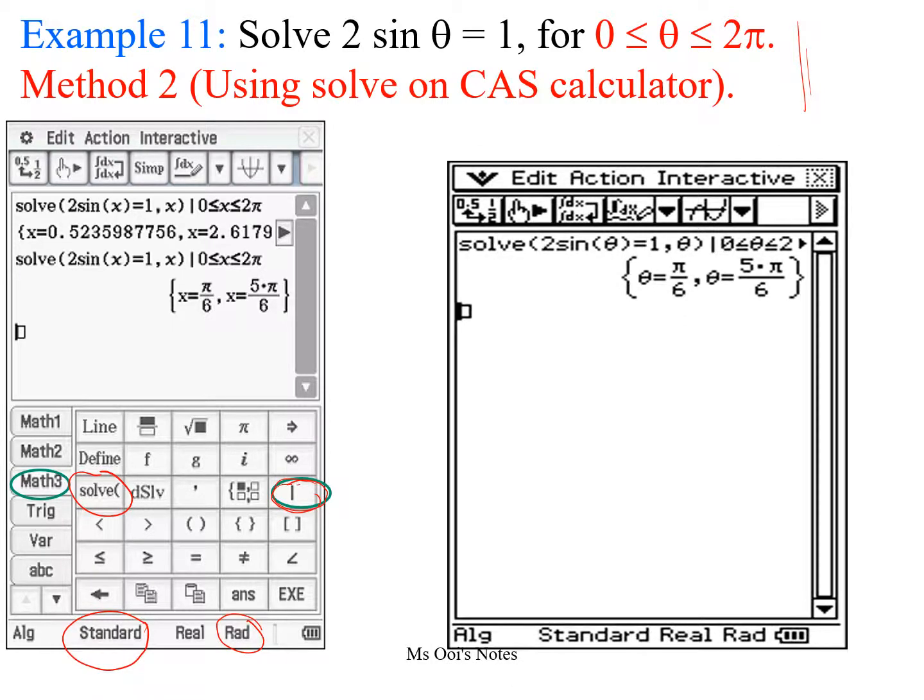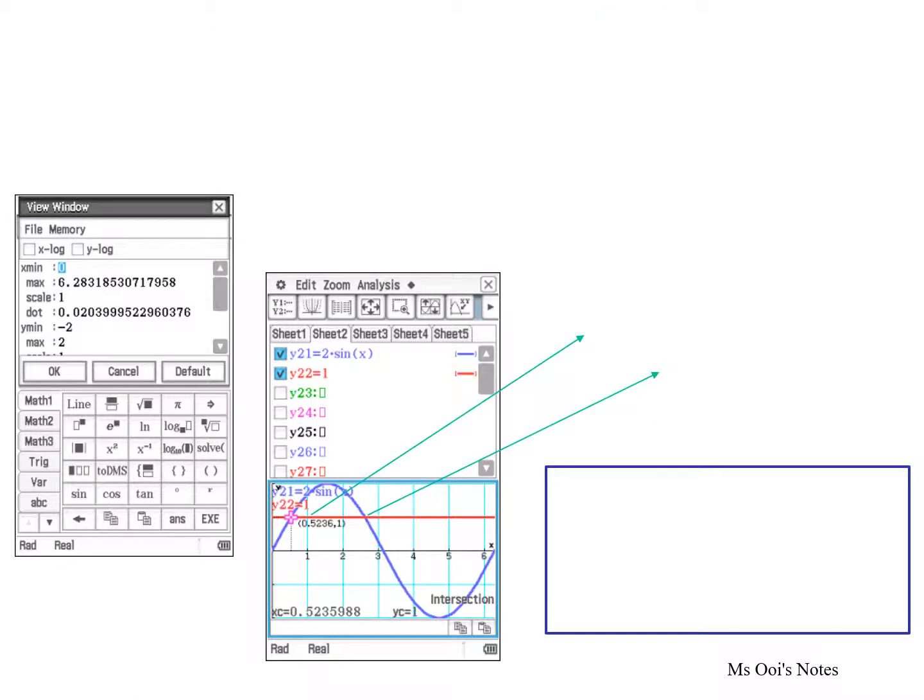If you don't want to use x, you can use theta instead. But whether you use x or theta in your calculator, make sure that if the question asks for theta, you return theta here. So theta is equal to pi over 6 and 5 pi on 6. That's all for this example.